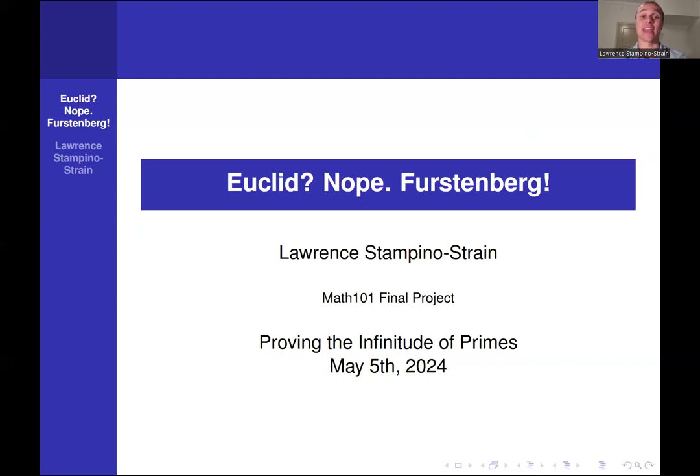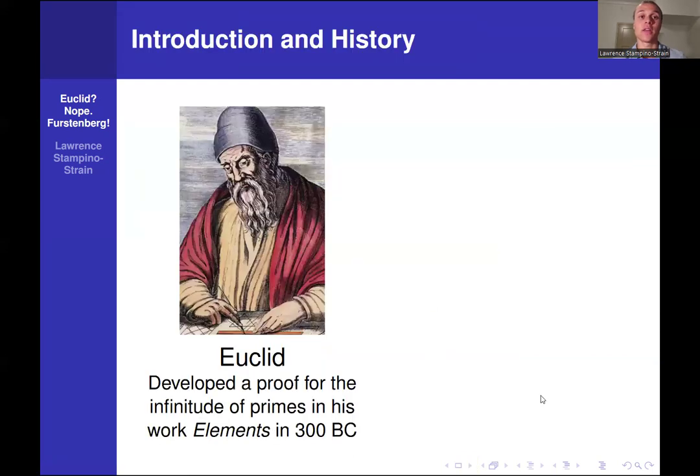So I decided to name my project Euclid, nope, Furstenberg, because I will be proving the infinitude of primes using a proof developed by Furstenberg in 1955. So let's get started. Now we're going to begin with a little bit of introduction and history.